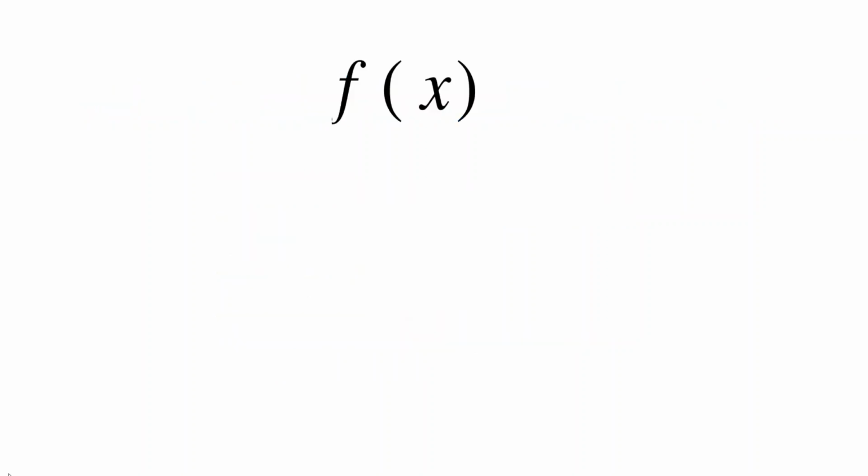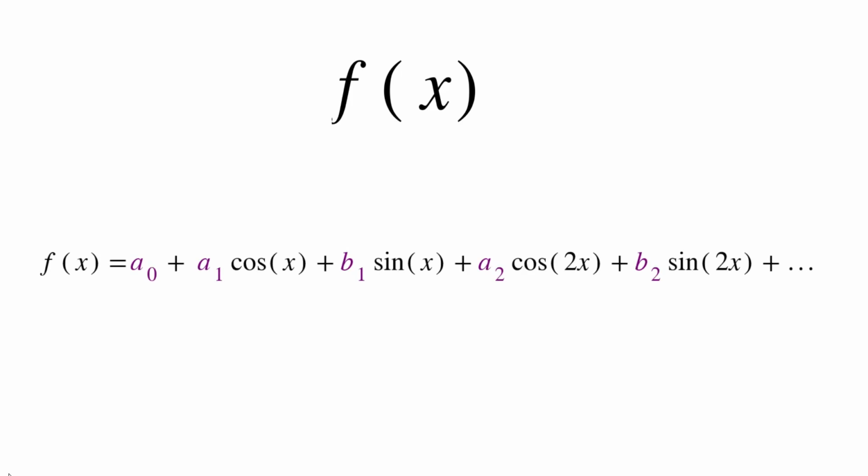To start, say we are given a function f of x, and we want to go after its fractional derivative. The first thing we want to do is to express such a function in terms of its Fourier coefficients. The basic idea is that almost any function can be expressed uniquely as a sum of sines and cosines with different frequencies.